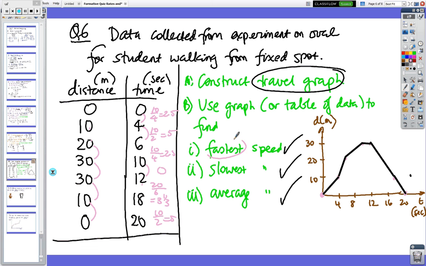So the fastest speed, I've got a 5 there, and I have a 5 there, so the fastest speed is 5. The slowest speed is 0 metres per second, cross out that.